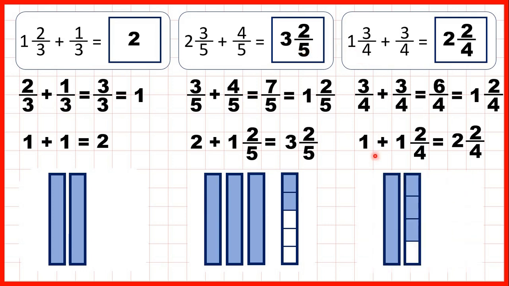Finally, we had 1 and 3/4, and we were adding 3/4. Adding our fractions together gave us 6/4, but we couldn't write 1 and 6/4, so we changed the 6/4 into 1 whole and 2/4. Putting the 1 and 2/4 together with the 1 whole that we started with in our question, gave us our answer 2 and 2/4.